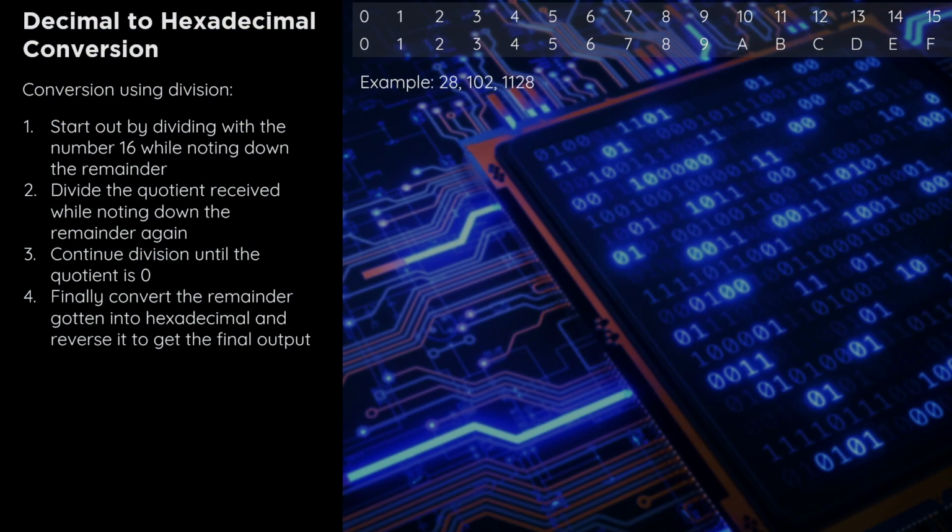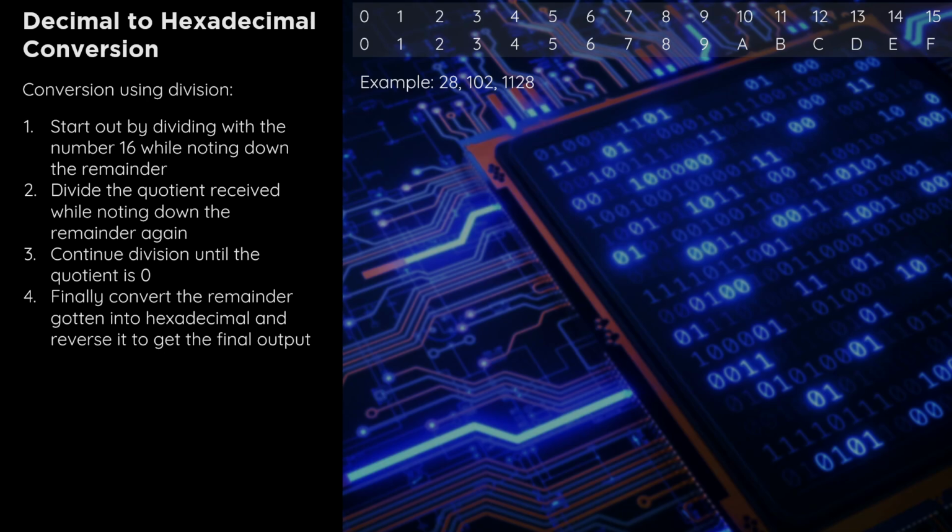Now, let us actually take a look at some example of how to convert decimal into hexadecimal to help us better understand this method. On the top, you will see I've listed out the remainder, the default 16 values, and then I've given us 3 examples here.